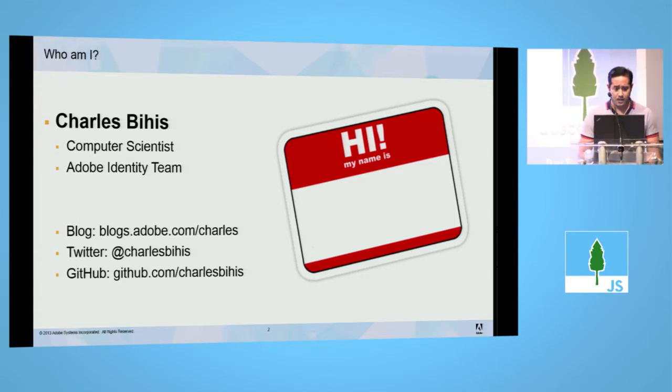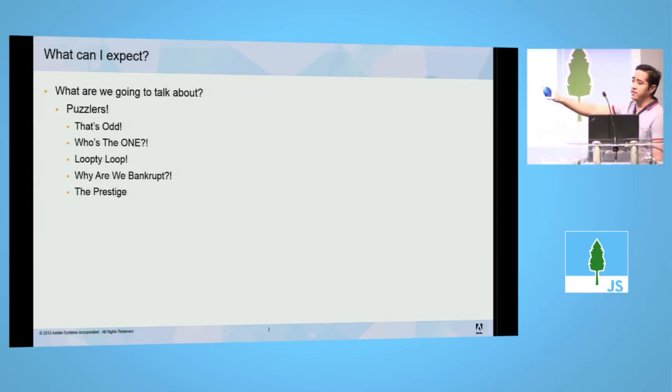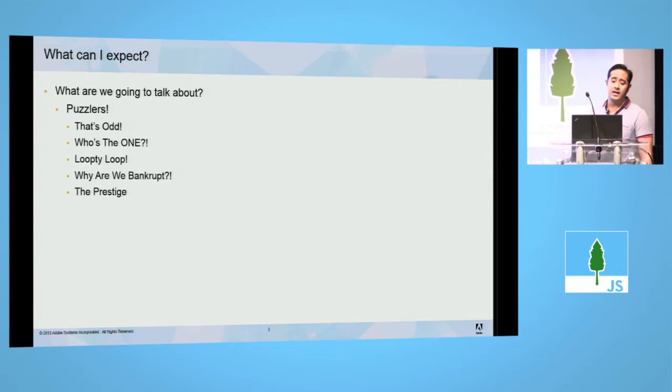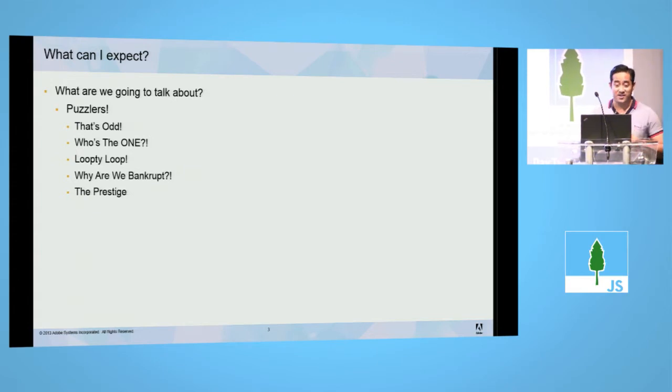So, what can we expect today? We're going to talk about puzzlers. Is anyone familiar with Java Puzzlers by Joshua Block? No? I'll explain what a puzzler is, but essentially I have five of them lined up for today. Hope we can get through them. We don't have a whole lot of time. The last time I did 4 in about 40 minutes, so we'll try and go through these quick.